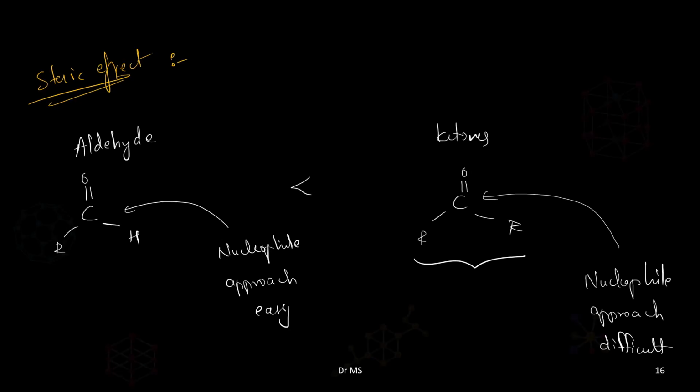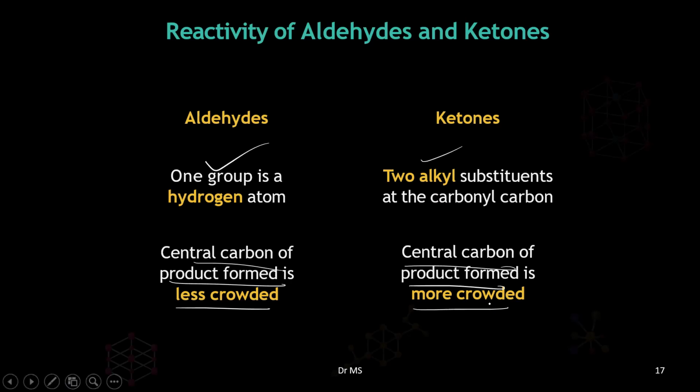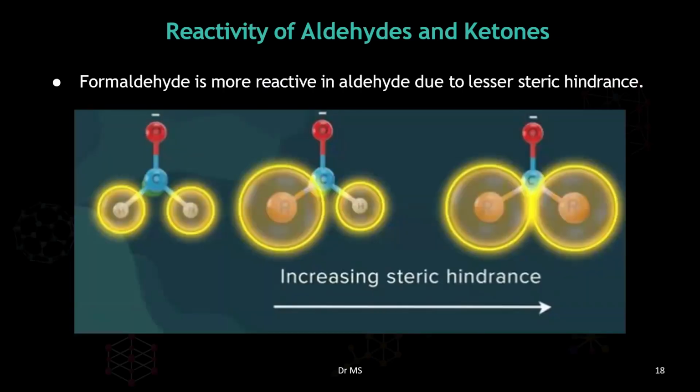So just to quickly see the difference between aldehydes and ketones: in aldehydes one group is a hydrogen atom, whereas in ketones both groups are alkyl groups. So the central carbon product formed is less crowded in aldehydes, whereas it is more crowded in ketones. That's steric hindrance. You can see in this picture, it's very clear. Formaldehyde is the most reactive of the aldehydes due to less steric hindrance. Formaldehyde has both hydrogens, whereas this one has one R group.